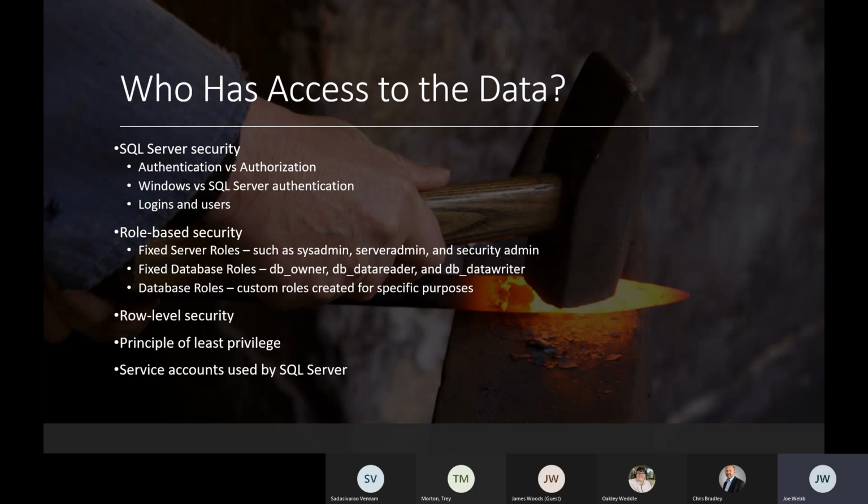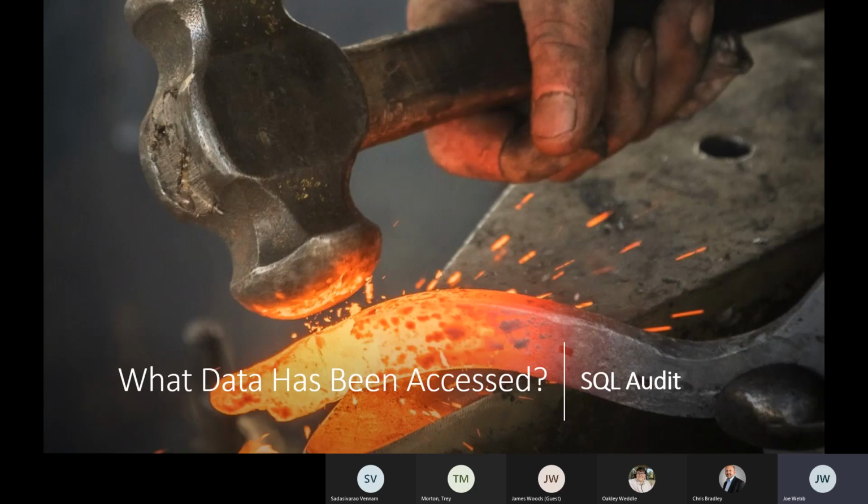So again, I would encourage you to go and look at all of these fixed server roles. You can go into Microsoft SQL Server and check those out to determine who has access to what level of authority and permissions inside the SQL Server. All of that is built in and turned on by default. That allows us to see who has access at that moment in time. But let's talk about what data has been accessed. And that's where something called SQL Audit comes into play.